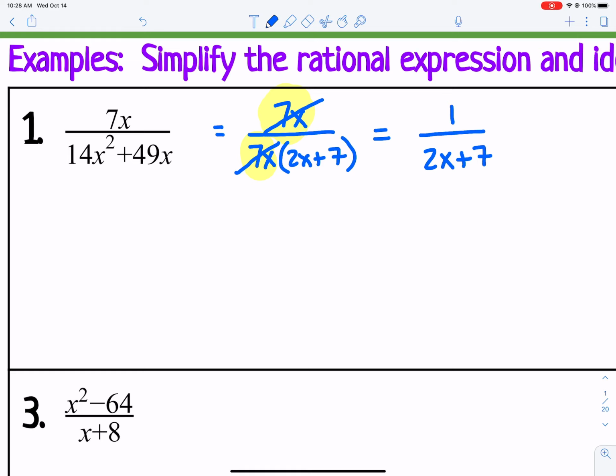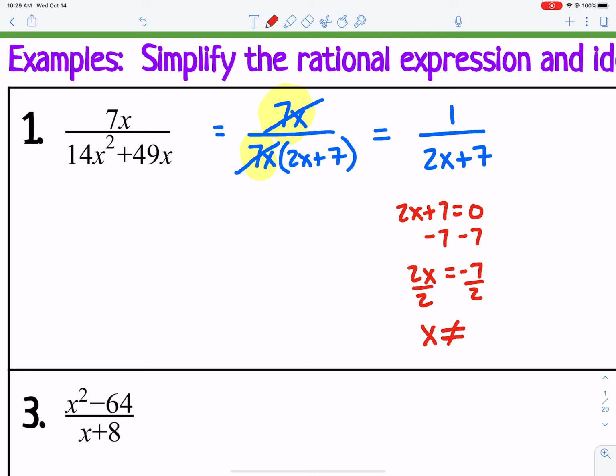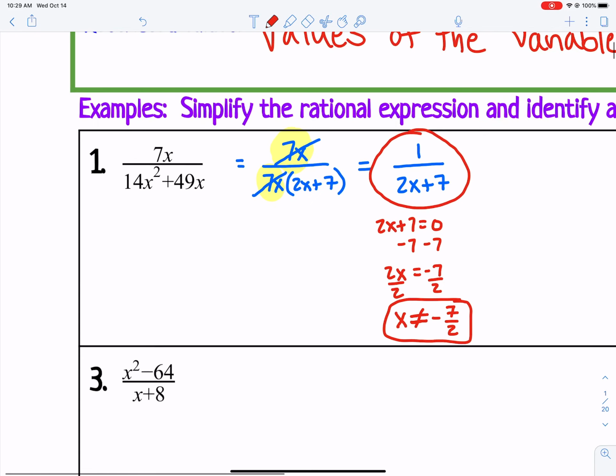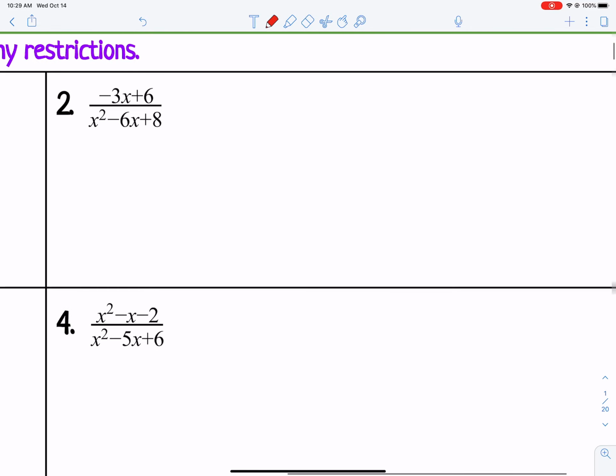We want to state restricted values, so you take that denominator and you set it equal to 0. If 2x plus 7 equals 0, solve for x to figure out what that would be. So I can subtract 7, I can divide by 2. So I would say x cannot equal negative 7 halves because that would make my denominator equal to 0. So my final answer is the simplified form of my expression and the restricted value on the variable. All right, let's look at another example.